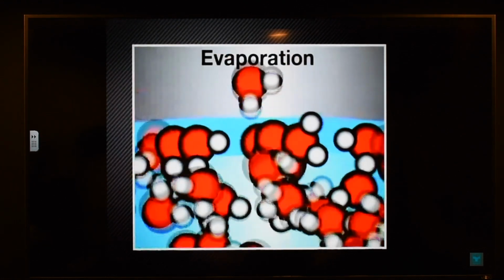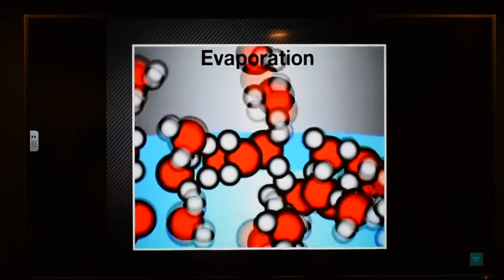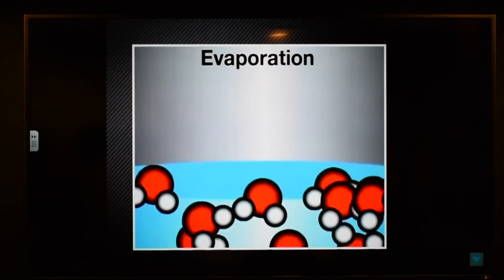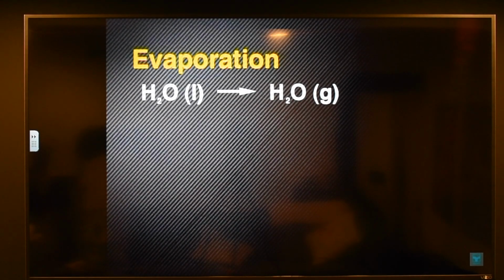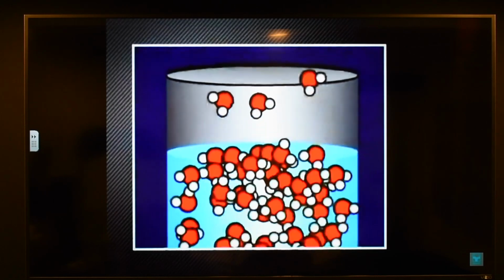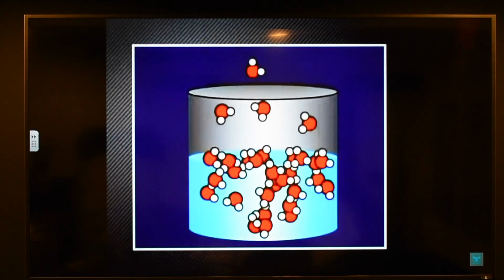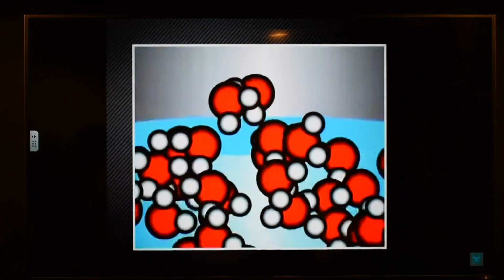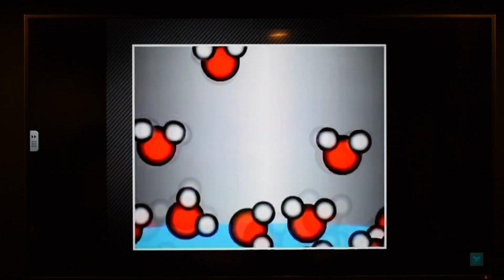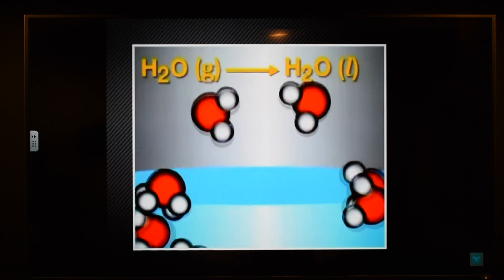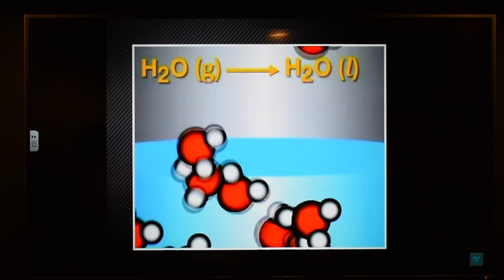Molecules of water struggle to break free of the surface, and only those with enough energy can break free. We can represent evaporation by writing an equation. H2O liquid goes to H2O gas. Notice that most of the water molecules leave the surface of the water and move off into the air. However, a few very slow-moving molecules are attracted back to the surface of the liquid. We can represent condensation by writing the equation.